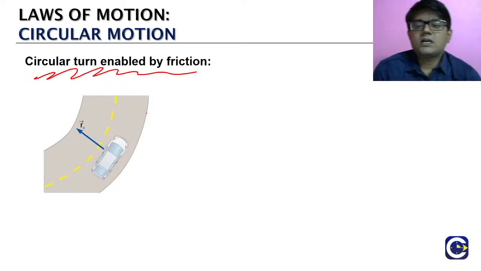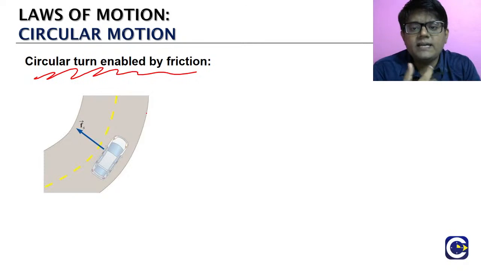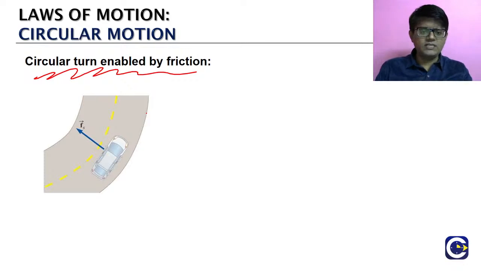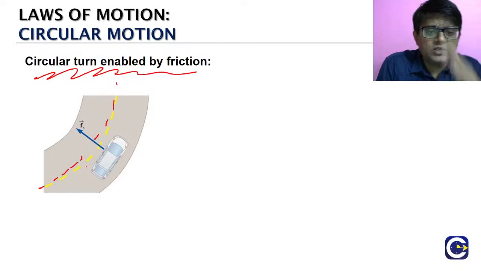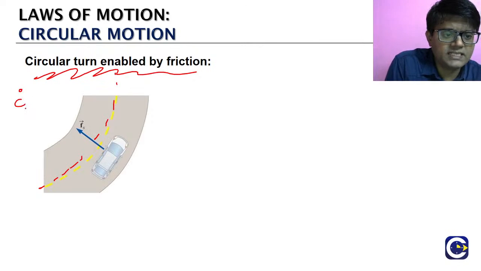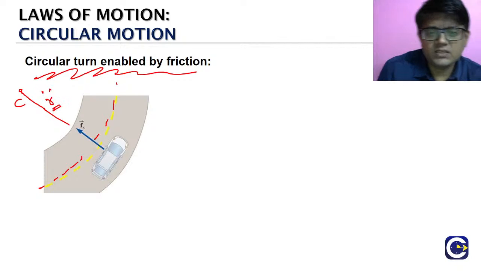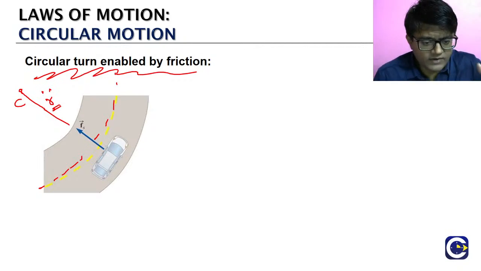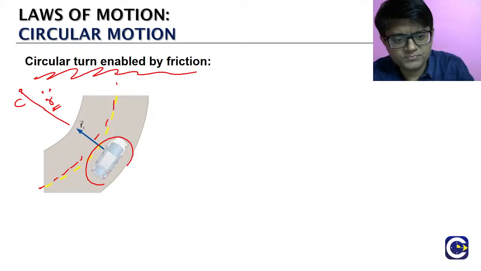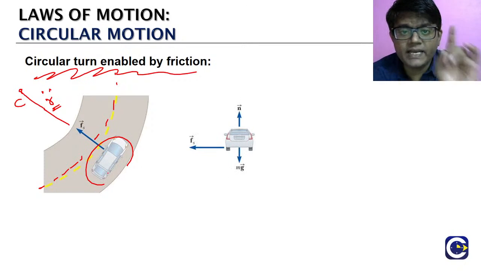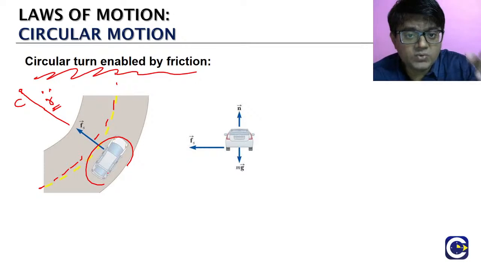This is a very common example. Another one is a circular turn which is enabled by friction. We take a turn on the road, right? If you look at the turn that you take on the road, it will be like a circular curvature. We can see the center here, and we can look at the radius of that circular curvature. The car is actually going in a circular path, so it will require an acceleration towards the center of the circle.